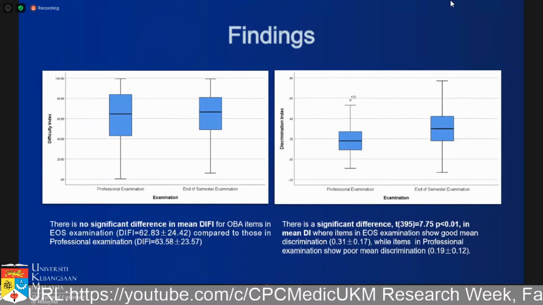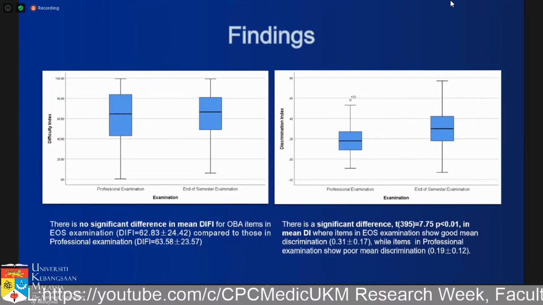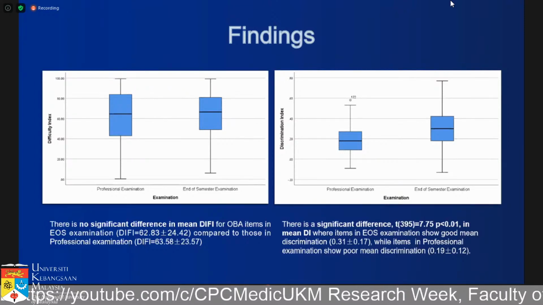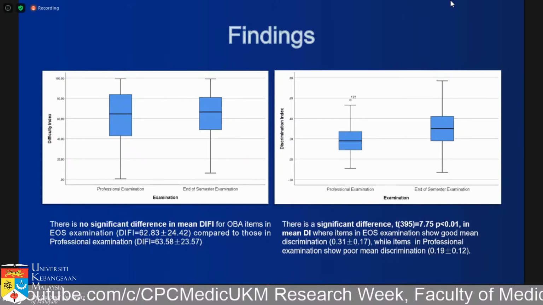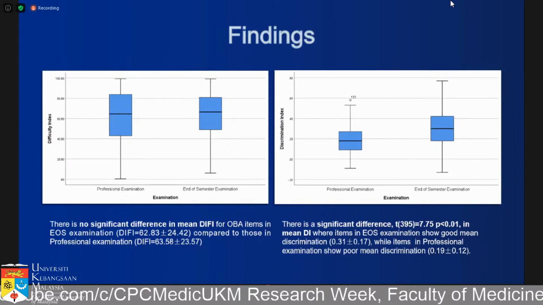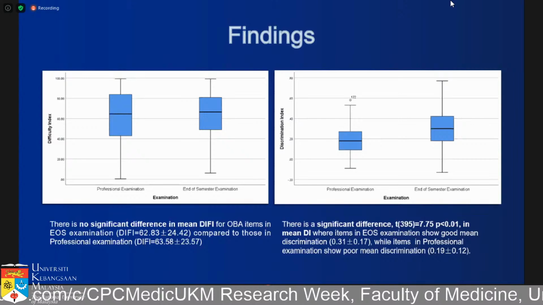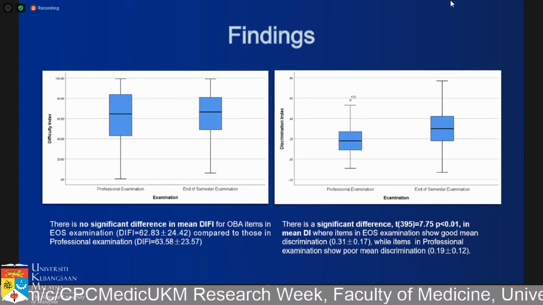Because EOS is more specific to that particular module, right? Yeah. So we have to discriminate. Whereas the pro is more general. They have multiple questions from different departments. Right? Yeah. Okay. Thank you.